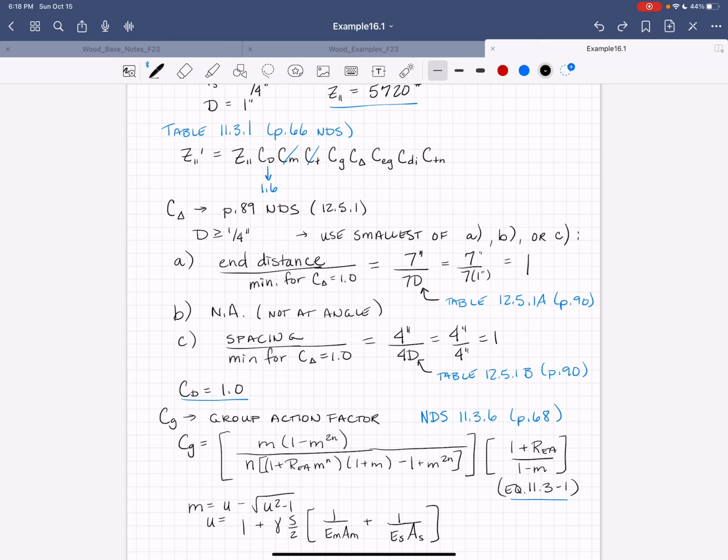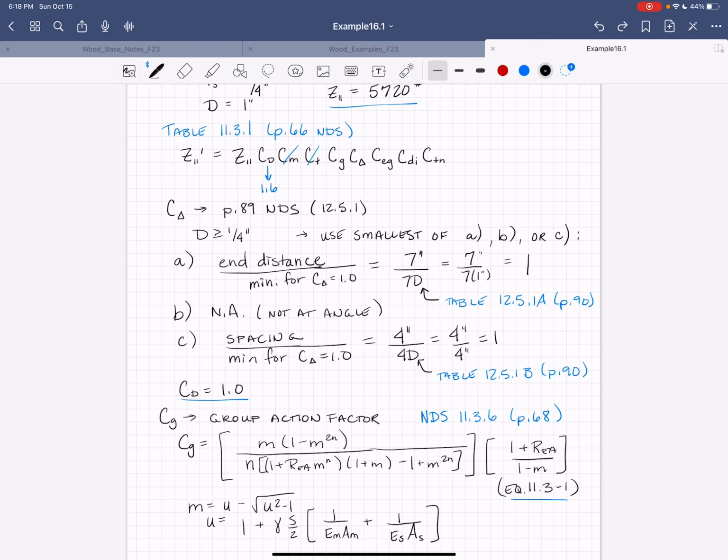Go through and look at these two equations, but essentially our distance to the end is 7 inches. And if I look in the table on page 90, 12.5.1a, which is where the C delta description is, and they're labeled A, B, and C, I get 7 times D, and I'm using a 1-inch diameter bolt, so C delta is 1. I'm going to have to use the smallest of these, so B is not applicable. I get A, I got 1 so far.